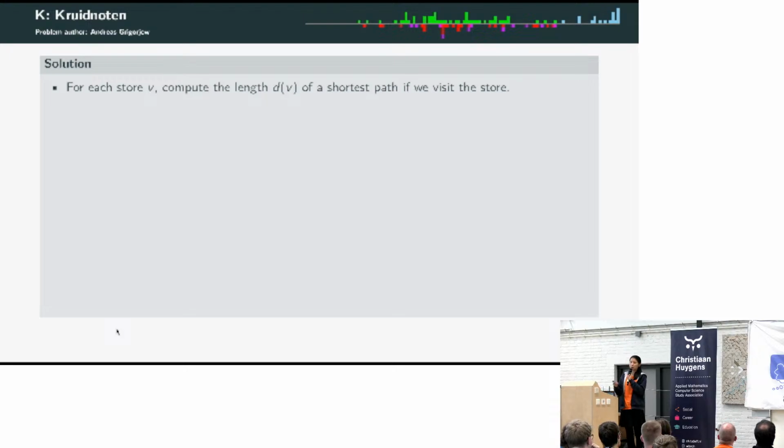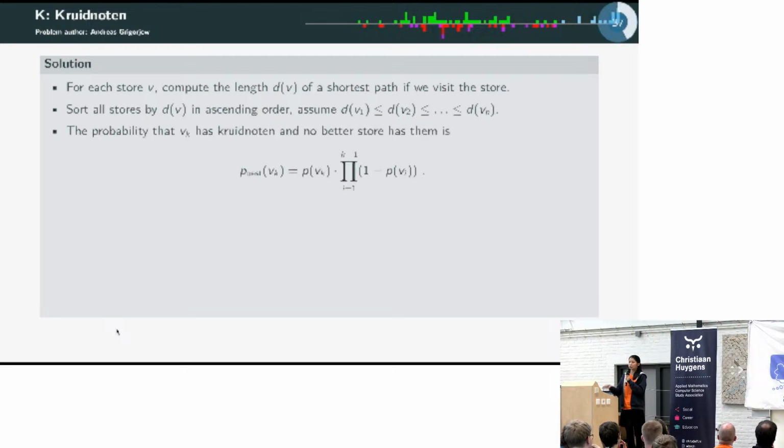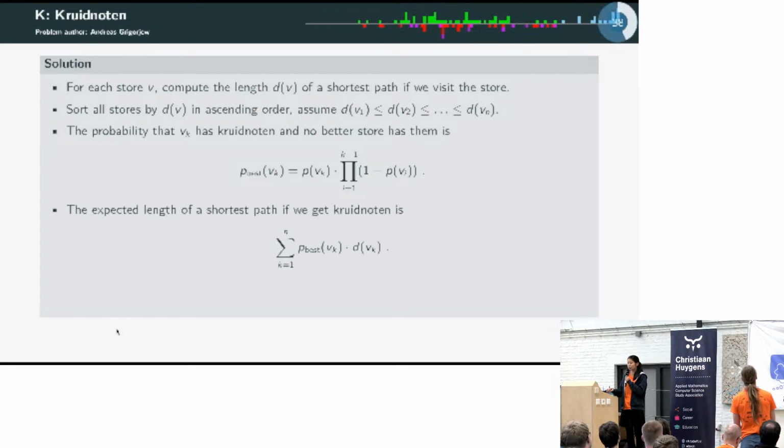Now onto the probability. The probability that some store has Kreuzknoten and no better store has them is P of Vk, the probability that the store itself has Kreuzknoten, times the probability that all the better ones do not have them, so we take 1 minus P of Vi for all the previous ones. To calculate the expected length of a shortest path, we sum over all stores the probability that it is the best store times the distance of the path if we get Kreuzknoten at that store. The running time is dominated by the 2 Dijkstra runs, which is O of m log n.